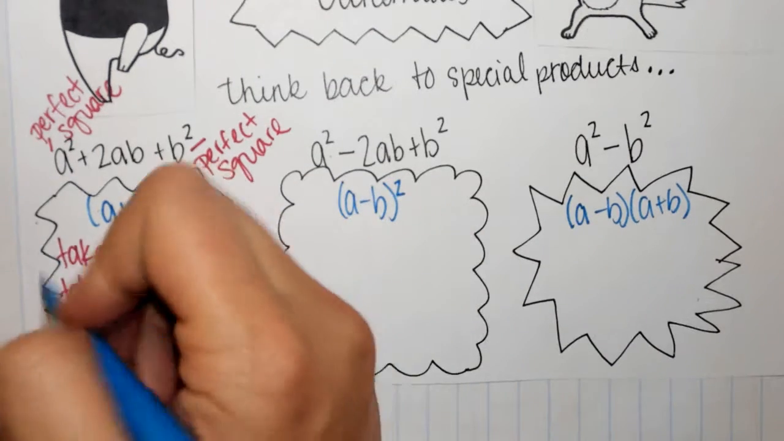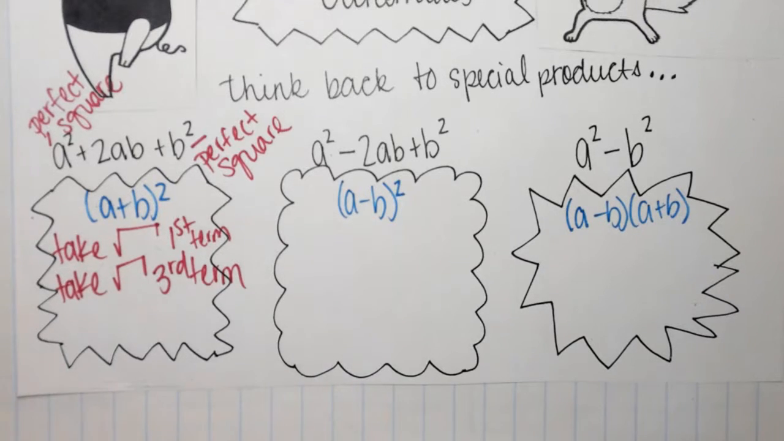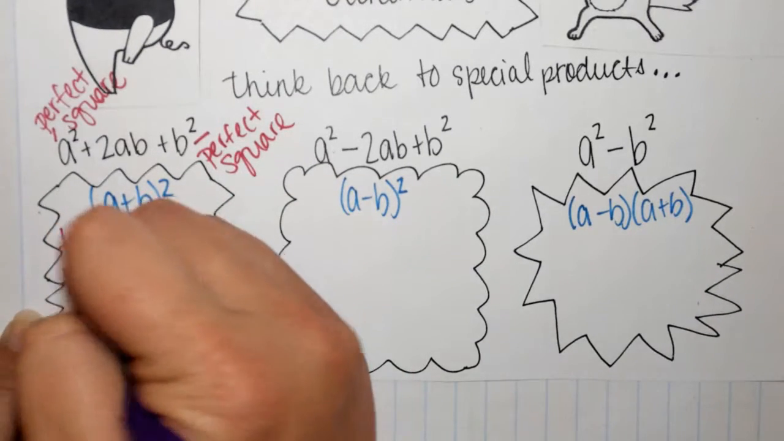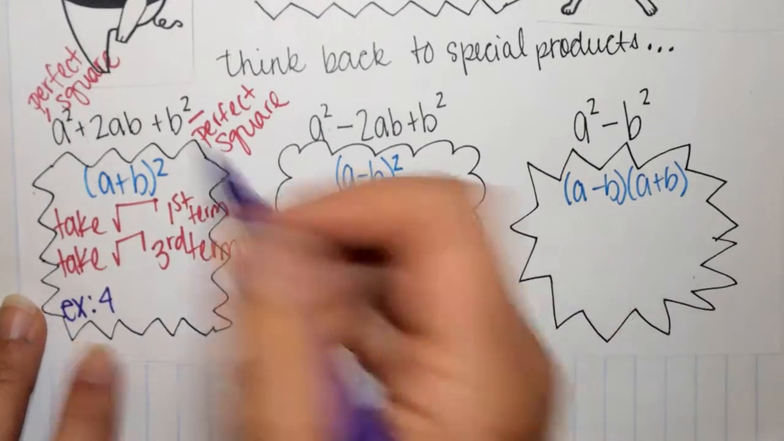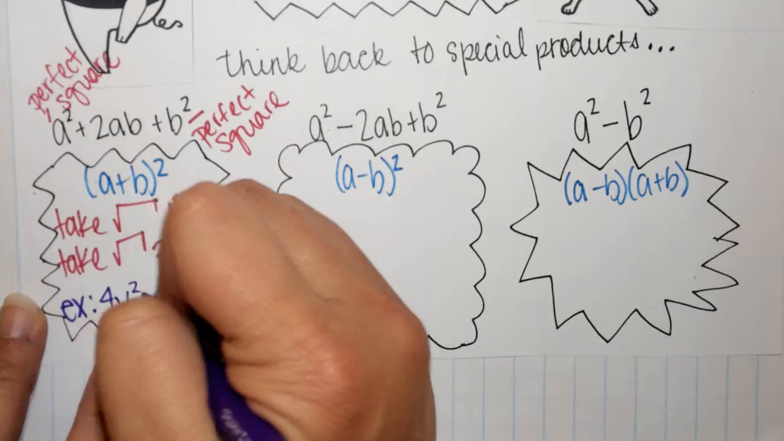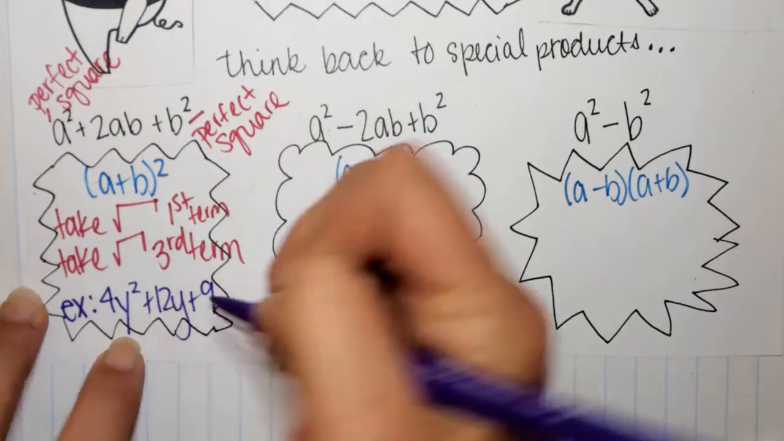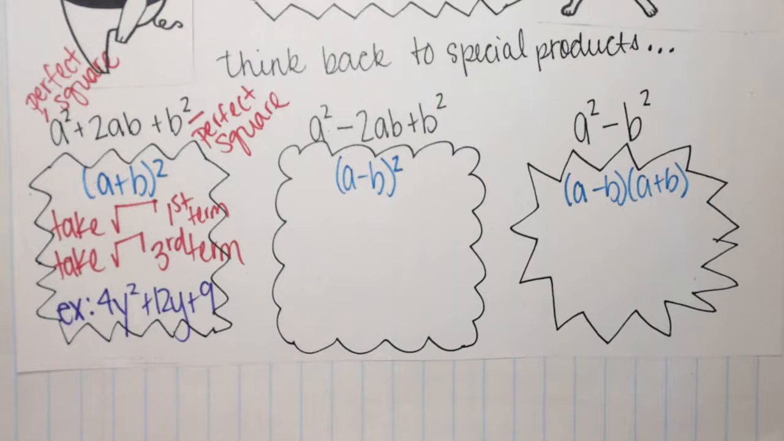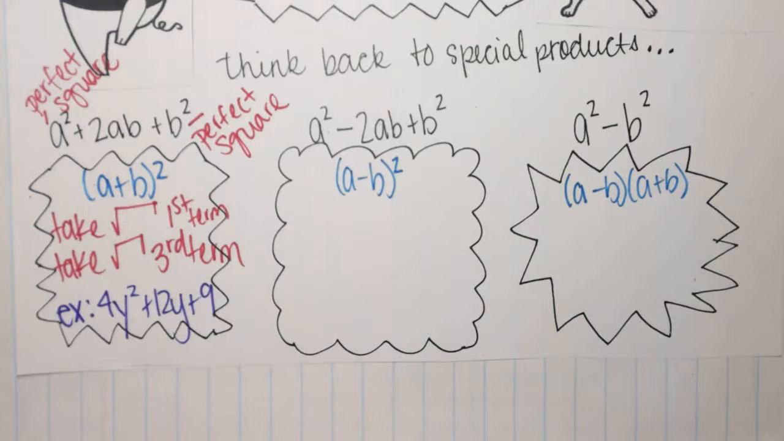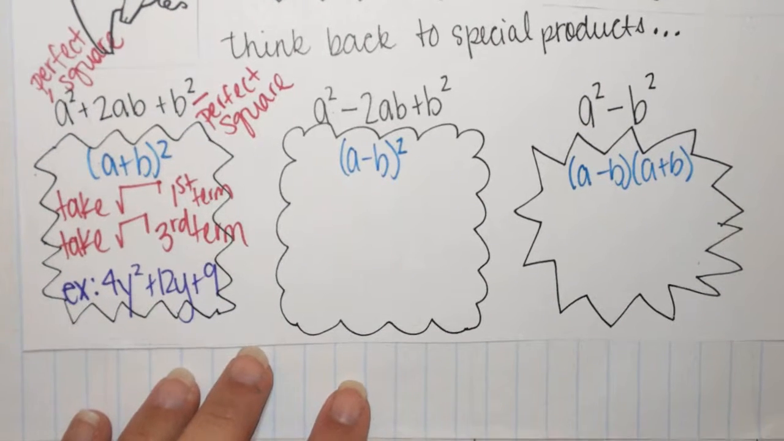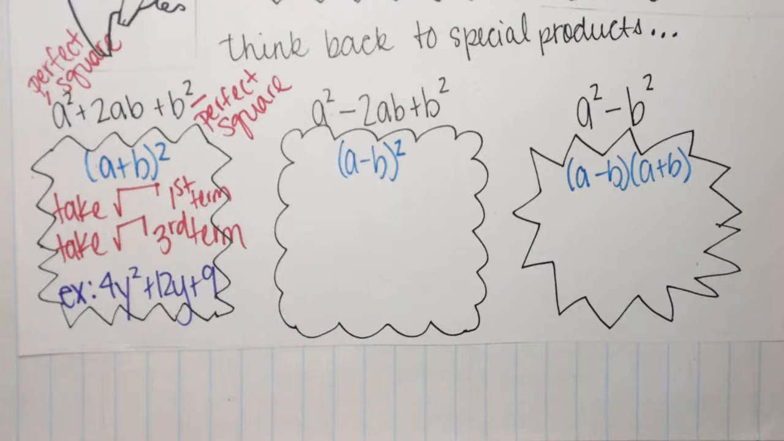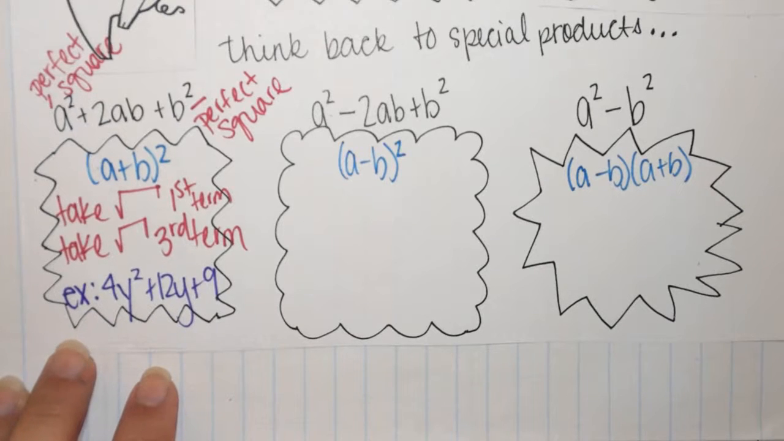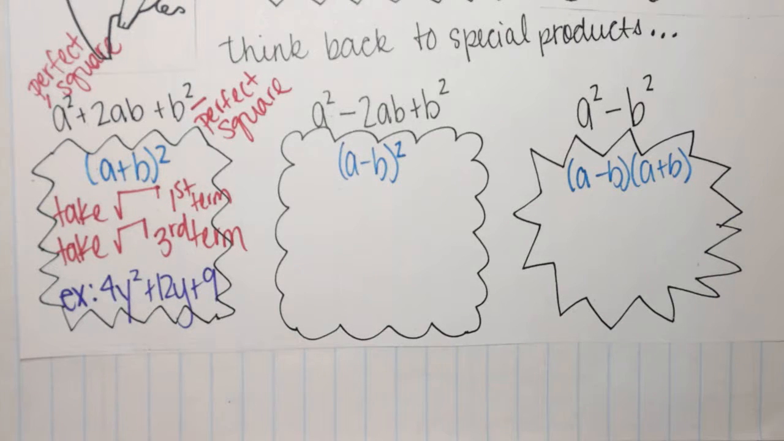Now, our example that we're going to do is going to be 4y squared plus 12y plus 9. Now, is 4y squared a perfect square? Yes, because 4 is a perfect square, and so is y squared. Is 9 a perfect square? Yes, because the square root is 3. So, all you do is you take the square root of your first term.